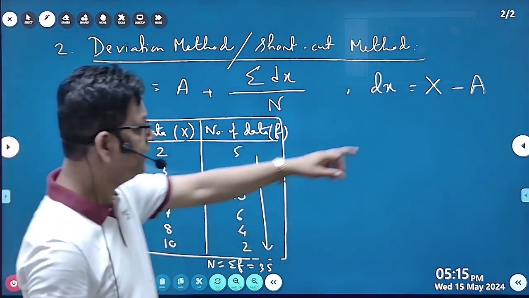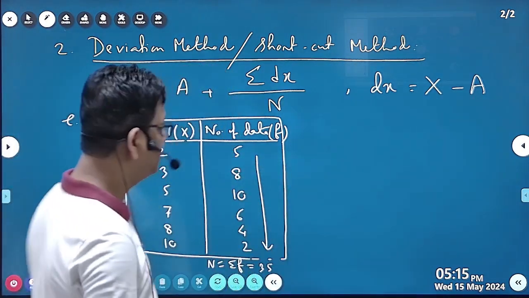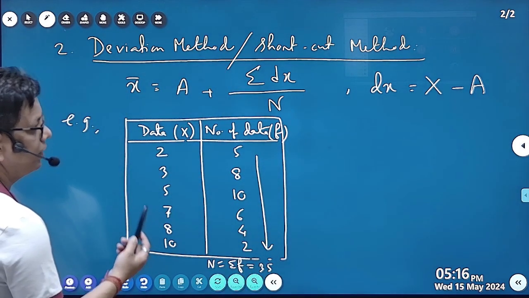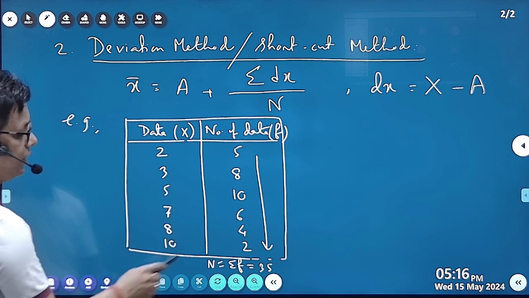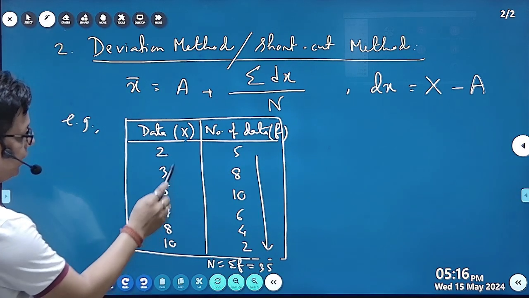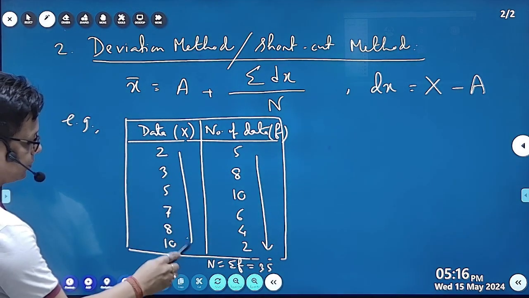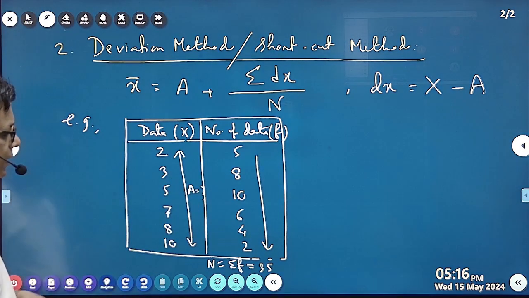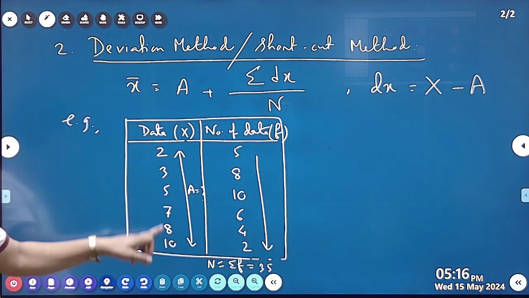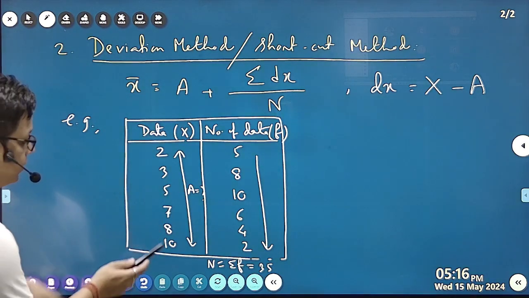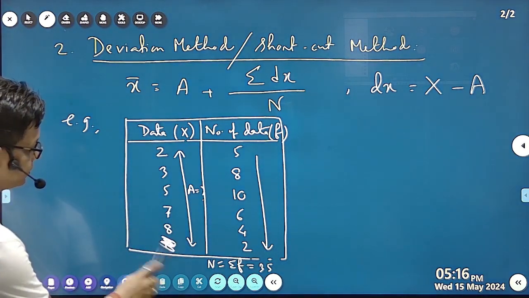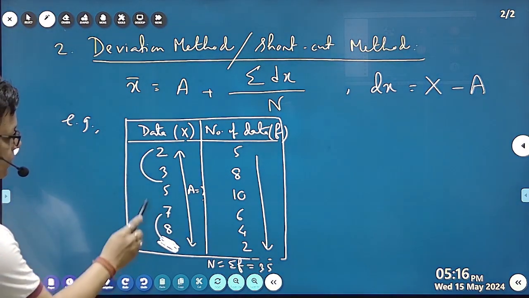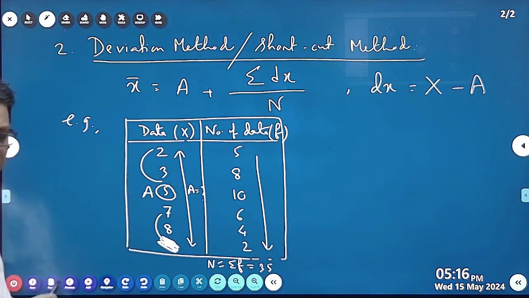Now, what is a? A is the assumed mean, and that assumed mean is actually the middlemost value from the given data. So from these x, we have to find the assumed mean. Now, what I said, the assumed mean is the middlemost data from x. Suppose this 10 is not there, try to understand, then on this side two numbers, so this 5 is your a.